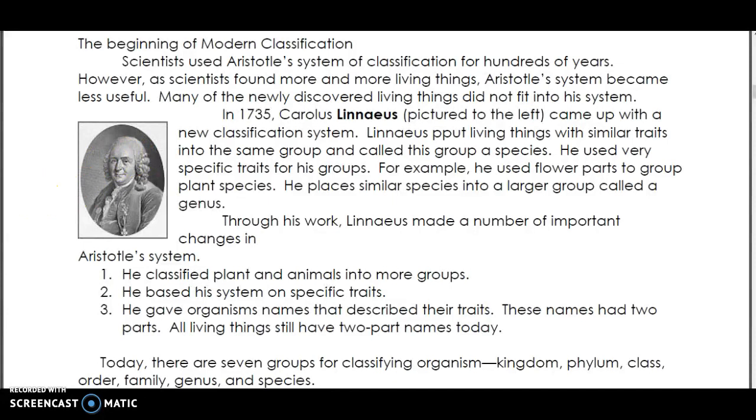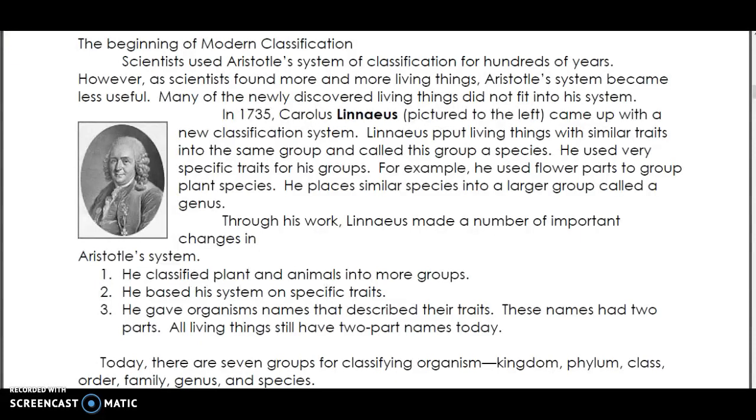Linnaeus put living things with similar traits into the same group and called this group a species. He used very specific traits for his groups. For example, he used flower parts to group plant species. He placed similar species into larger groups called a genus.